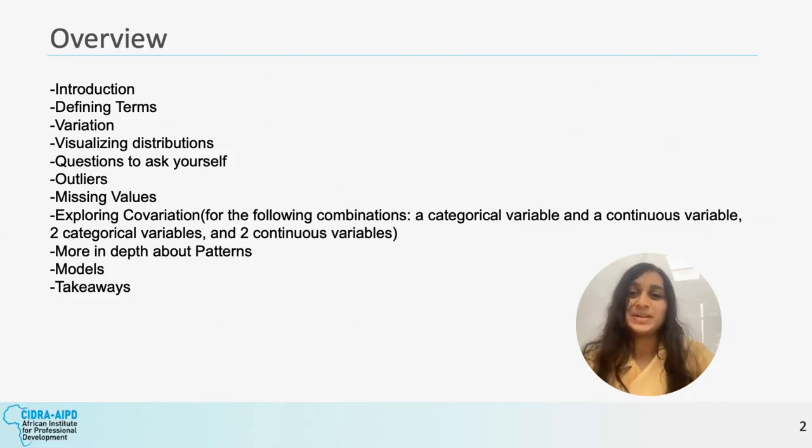We will start with defining terms, going over variation, talking about how we visualize data, and we will go over some questions that you can ask yourself when you are doing data analysis, going over some extreme cases, outliers, going over how to handle missing values in your data, going over the different types of variables that you will run into. And then we're going to go over, lastly, some models, and I will give you some takeaways for this lesson. Sound good?